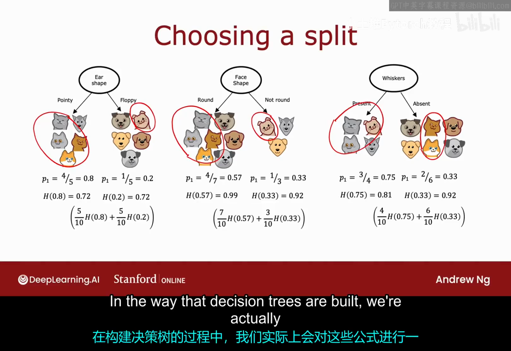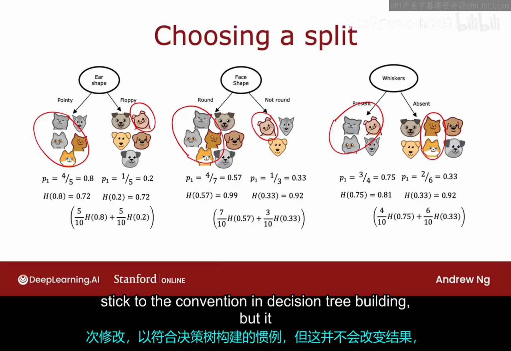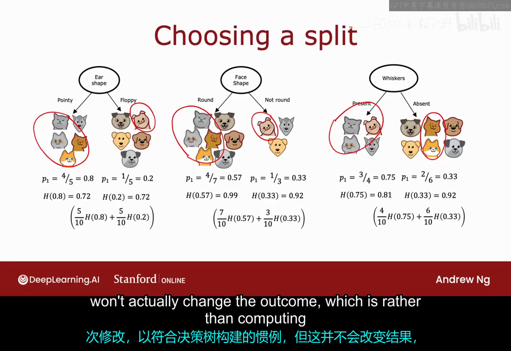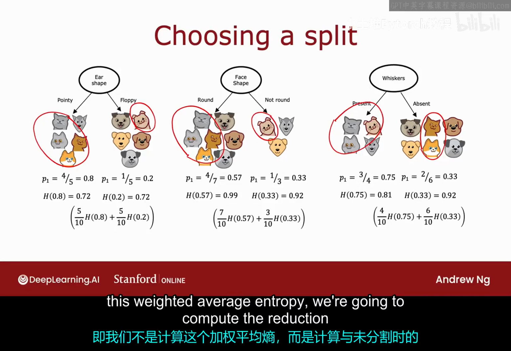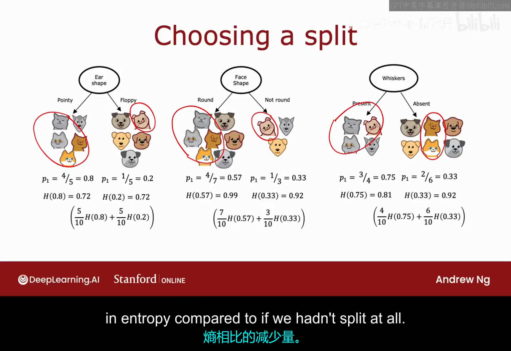In the way that decision trees are built, we're actually going to make one more change to these formulas to stick to the convention in decision tree building, but it won't actually change the outcome, which is that rather than computing this weighted average entropy, we're going to compute the reduction in entropy compared to if we hadn't split at all.